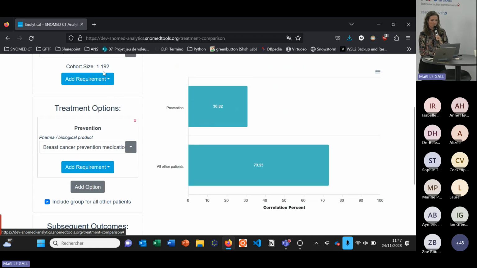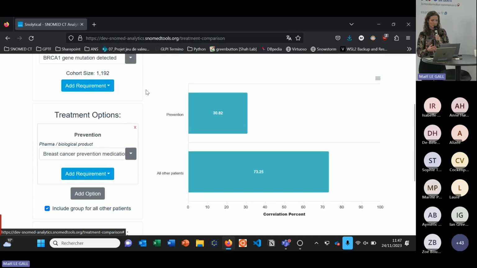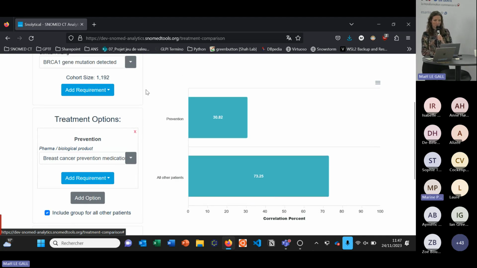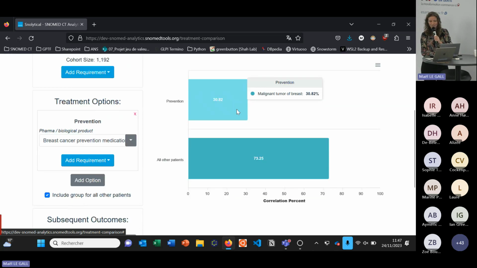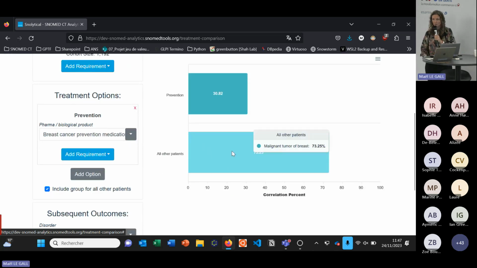So now we had 1,200 in the cohort of females who have been identified with this gene mutation. And we see that for those who take prevention, there's a 30% risk of getting breast cancer compared to 73% risk for those who didn't.